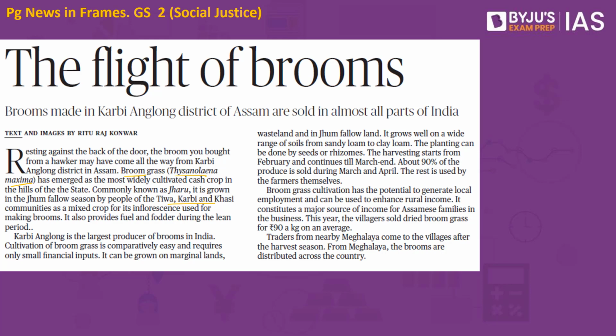So let's look at some of the important factual data with respect to the broom grass. Karbi Anglong is the largest producer of brooms in India. Cultivation of broom grass is comparatively easy and requires only small financial input. It can be grown on marginal lands, wasteland and in jhum fallow land. It grows well on a wide range of soils from sandy loam to clay loam. The planting can be done by seeds or rhizomes. The harvesting starts from February and continues till March end. About 90% of the produce is sold during March and April. The rest is used by the farmers themselves.